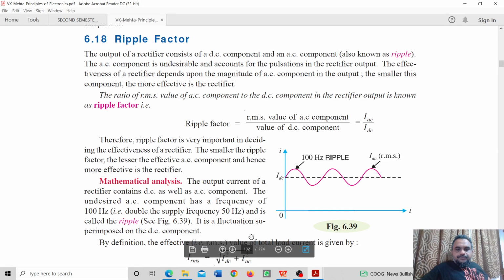Welcome to this video. In this video, we will discuss ripple factor.